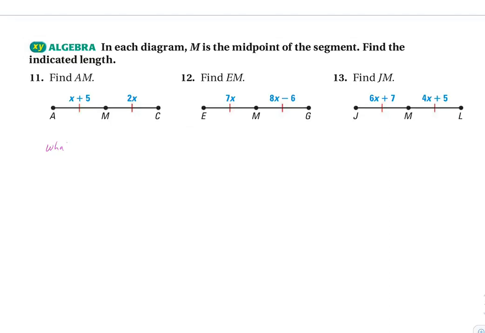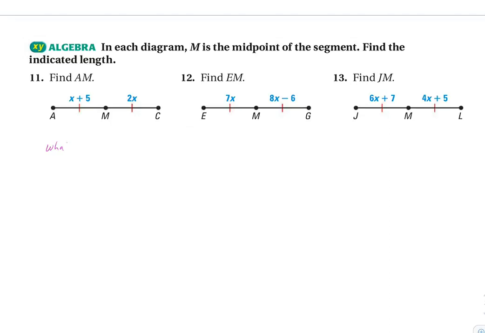Well, I see a single dash and a single dash. That tells me a couple of things. 1, M is the midpoint. 2, since these 2 line segments, AM and MC are congruent, well, that means their lengths must be the same. So I could say x plus 5 must be the same as 2x. And then once I set up that relationship, the rest of the problem becomes algebra, right? I established that those dashes mean those are the same length. So subtracting x, we get x equals 5.